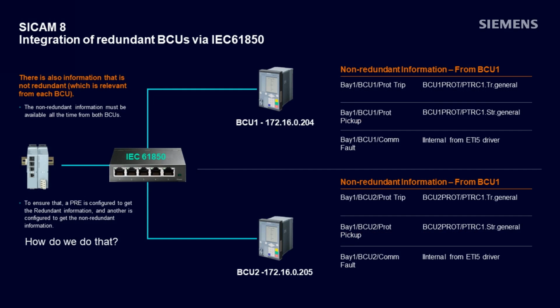How do we achieve all that? Well, to receive the redundant information, we will configure a protocol element which will be used exclusively for that. To receive the not redundant information, a second protocol element will be configured.